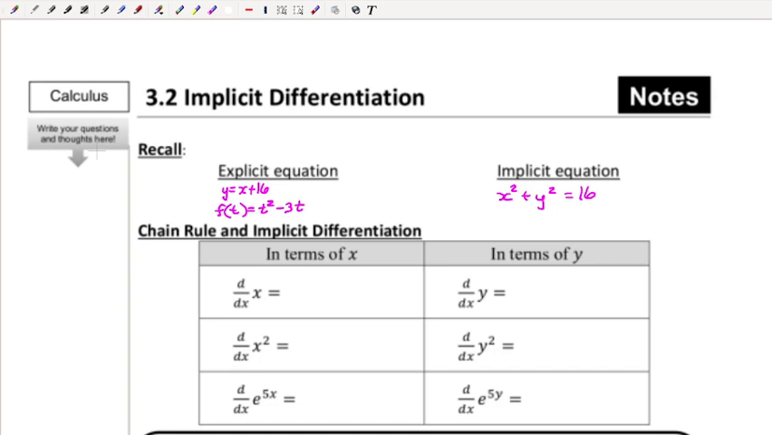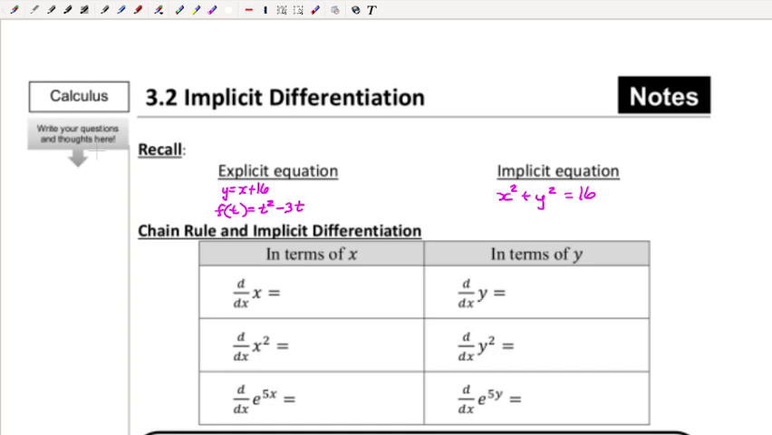All your functions are going to be explicit equations. f of t equals t squared minus 3t. So we're saying f equals, and then there's no f's on the other side, it's only t's on the other side. Versus an implicit equation, which mixes more than one variable together.